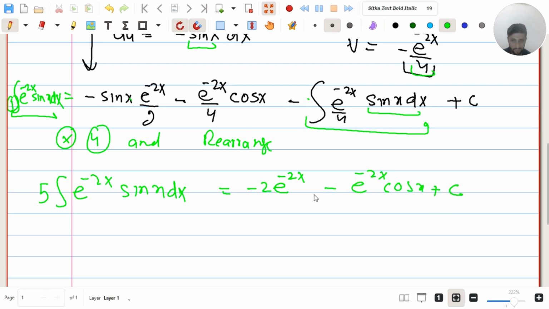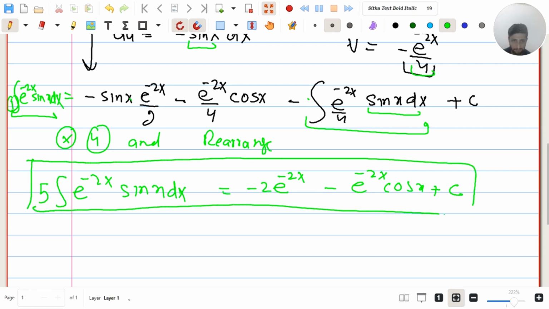So this is how you find the integral. And if you want to find the integral of e to the power minus 2x sine x, you need to simply divide this whole equation by 5. If I divide this whole by 5, I will get 5 over here and 5 over here, and this c is simply your constant. This is how you solve this integral by integration by parts.